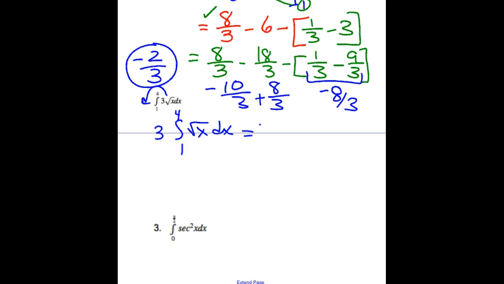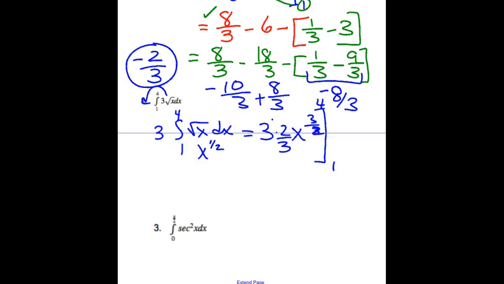So then I'm going to take that 3 because it can just hang out front. I need to do the antiderivative of x to the 1/2. Do you guys remember what that is? Yes, add 1 to it, so get x to the 3/2. And then divided by 3/2 is 2/3. So just be really good with your fractions. And I'm going to be evaluating that from 1 up to 4.